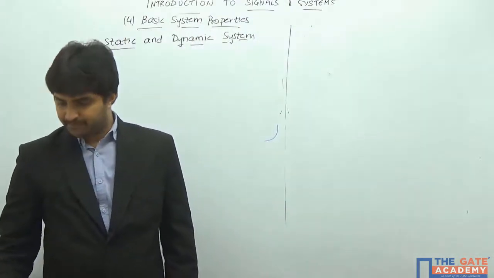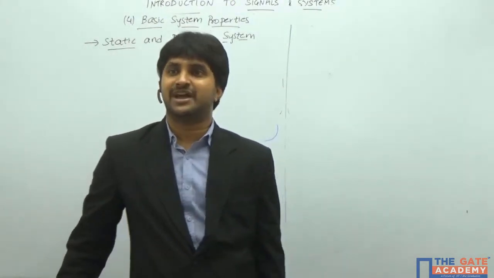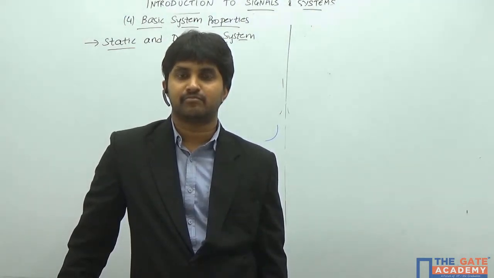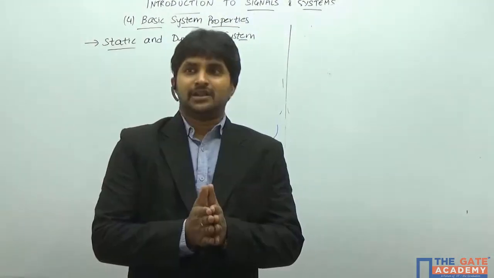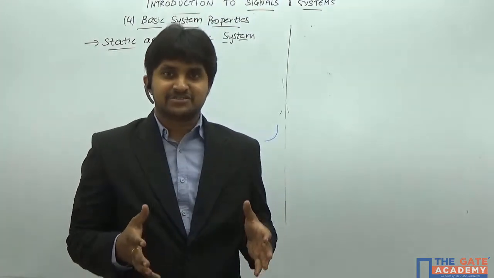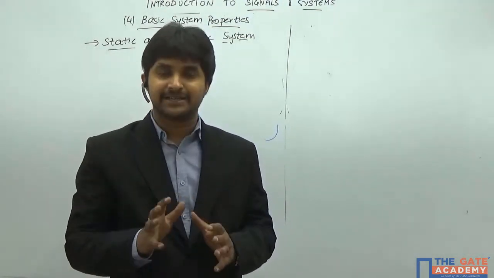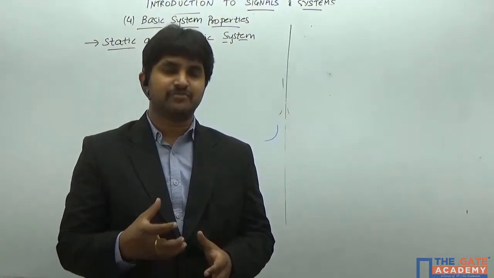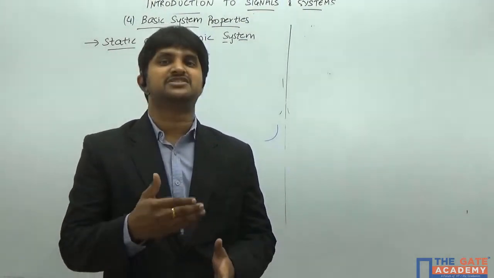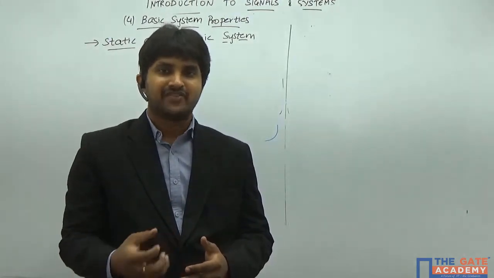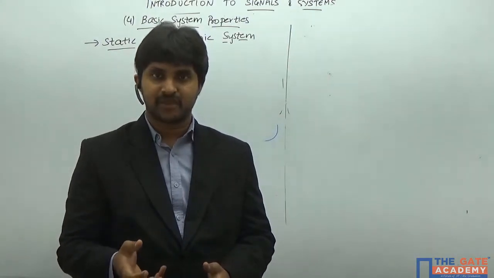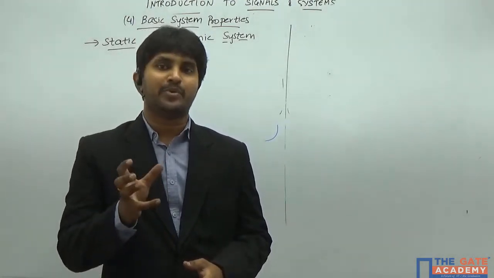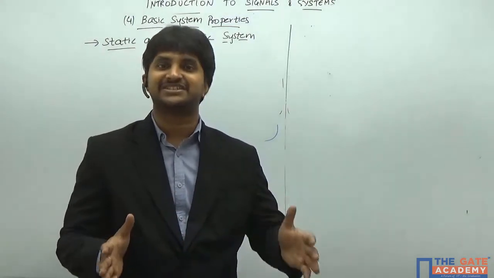Static system and dynamic system. Can anyone tell me what is a static system and what is a dynamic system? Let me tell you. Static means stationary, dynamic means moving, that is okay. But in the context of systems, static means that if a system does not require any memory for its operation, we call it a static system. If a system for its function requires memory, energy storage or something like that, then we call the system a dynamic system. So based on the property called memory, we classify the systems as static and dynamic.